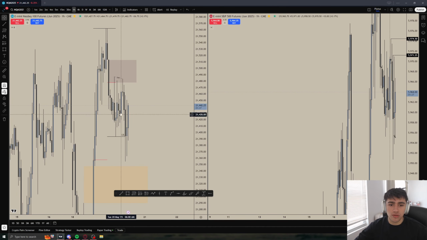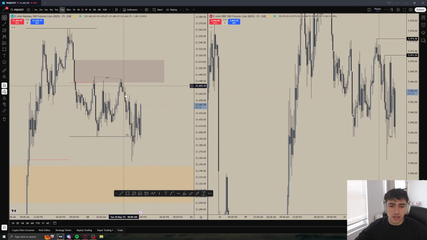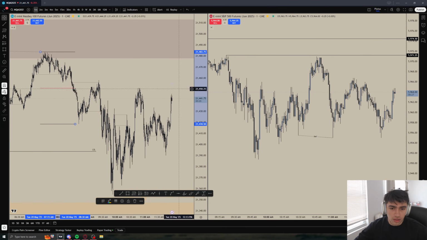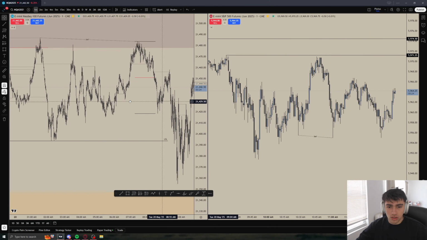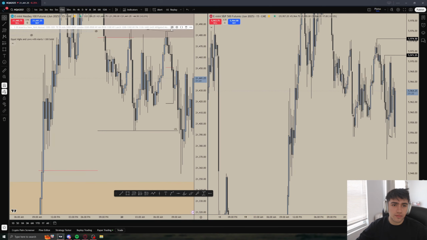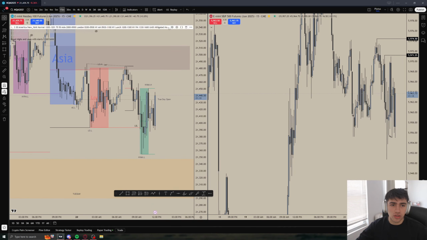And then what did price do? Inverse the hourly. After we inverse the hourly, again, price came back to equilibrium, tapped into this, swept the high at the 15-minute, and then obviously we reverted back down to London session low. Again, pretty simple here. Okay, this is London session low.